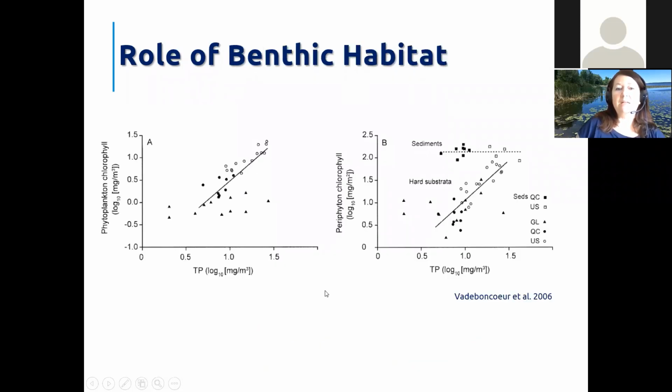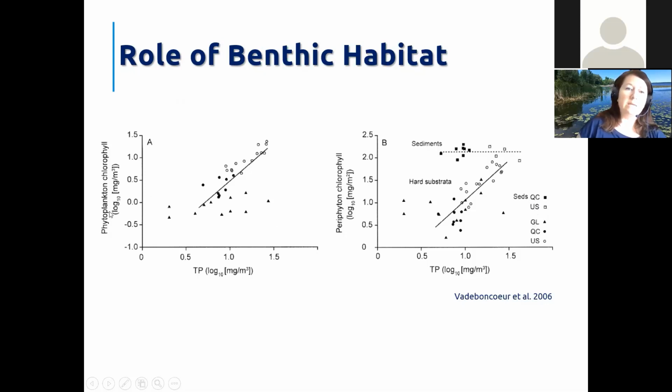So here's some evidence to at least support that this could be happening with macroalgae. This is a paper from a few years ago by Vadeboncoeur in 2006. This group of authors compared phytoplankton and periphyton, so periphyton growing in the benthic zone in the littoral area of lakes from Quebec, from the US, and Greenland.